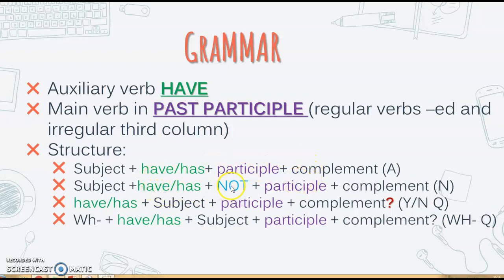If it's negative, we just write not in the middle of the auxiliary and the participle. If it's a question, yes or no questions, we just place have at the beginning of the question and we add the question mark. If we want to look for new information, we can use WH questions. In this case, the WH word is going to be the first one, followed by have or has, subject, the participle, the complement. Never forget our question mark.